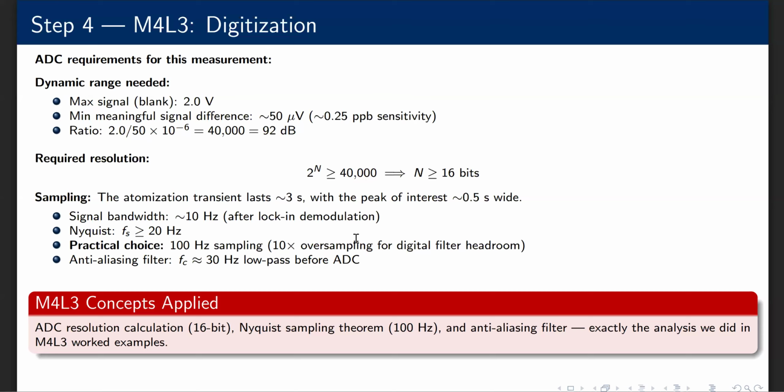For the sampling, the atomization transient lasts about 3 seconds, with the peak of interest about 0.5 seconds wide. After the lock-in demodulation, our signal bandwidth is about 10 Hertz. Nyquist requires at least 20 Hertz sampling, so we make a practical choice of 100 Hertz, giving 10 times oversampling for digital filter headroom. We put an anti-aliasing filter at about 30 Hertz before the ADC, and we look at lecture 2 in the electronics module, low-pass filter design, for that. So we've applied several concepts from lecture 3 in electronics: ADC resolution calculation, Nyquist sampling theorem, and anti-aliasing filter, which is exactly the analysis that we used in our worked examples from that.